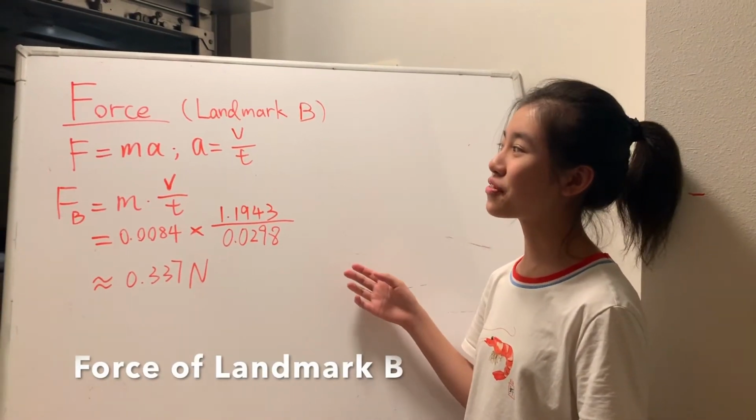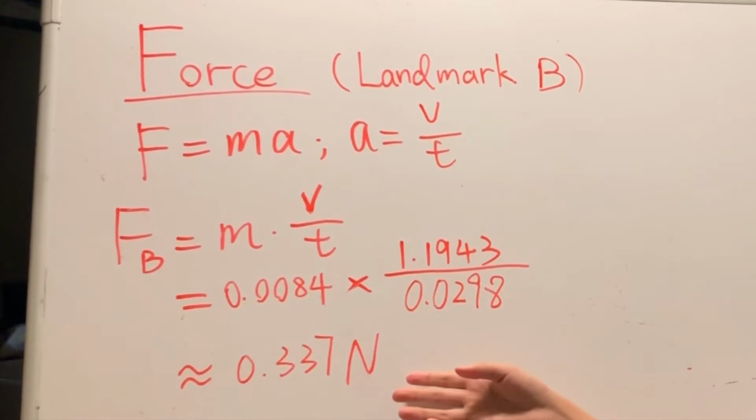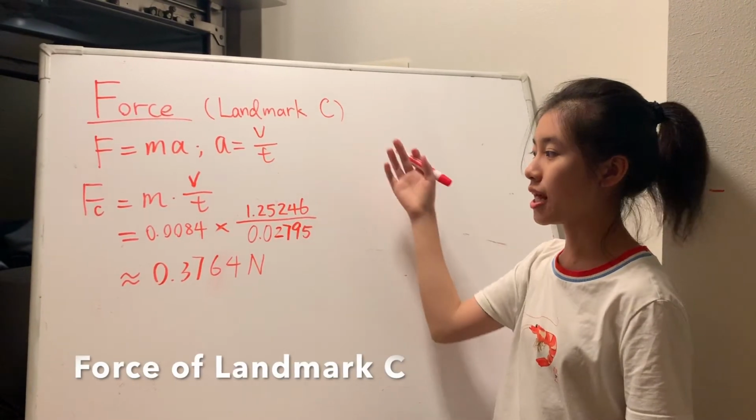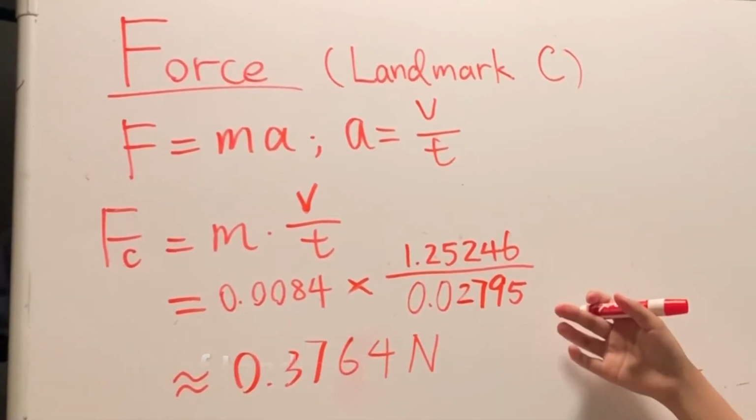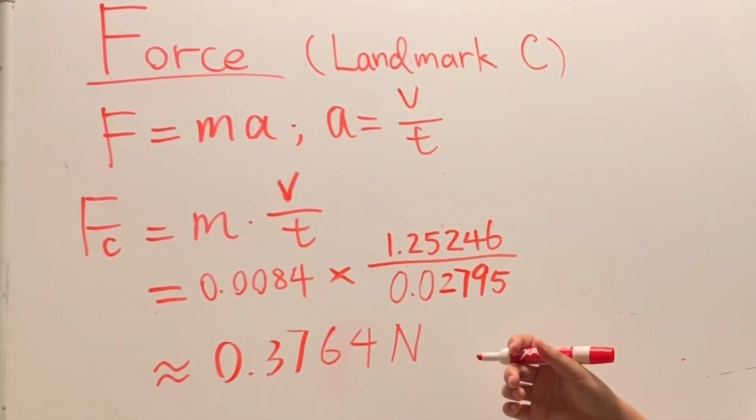Next we calculate the force at landmark B. And we use the same equation and we get a result of 0.337 newtons. Finally, we calculate the force at landmark C. We repeat the equation and we get the result of 0.3764 newtons.